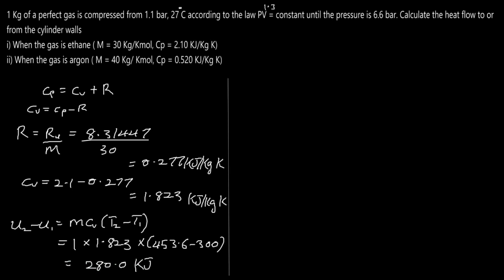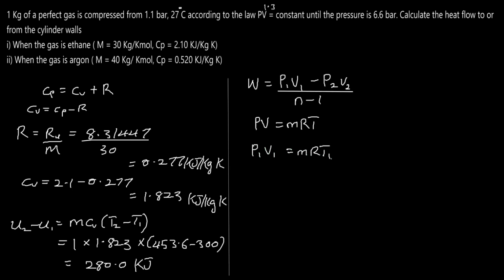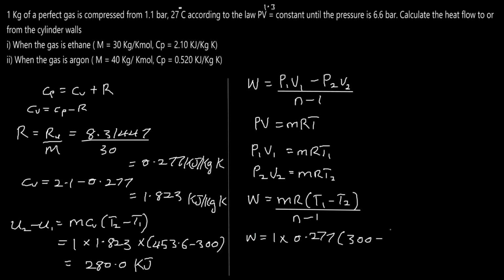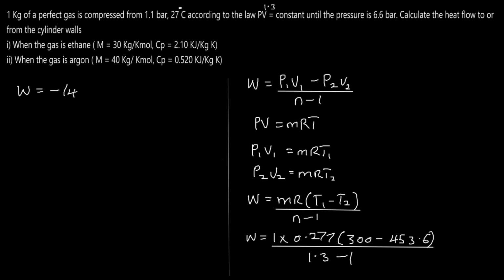Now to calculate work done, remember we said work done is P1V1 minus P2V2 divided by n minus 1. From the ideal gas equation, PV equals mRT. So P1V1 equals mRT1 and P2V2 equals mRT2. So our work done becomes mR into T1 minus T2 divided by n minus 1. Substituting our known values, this gives us minus 141.8 kilojoules.